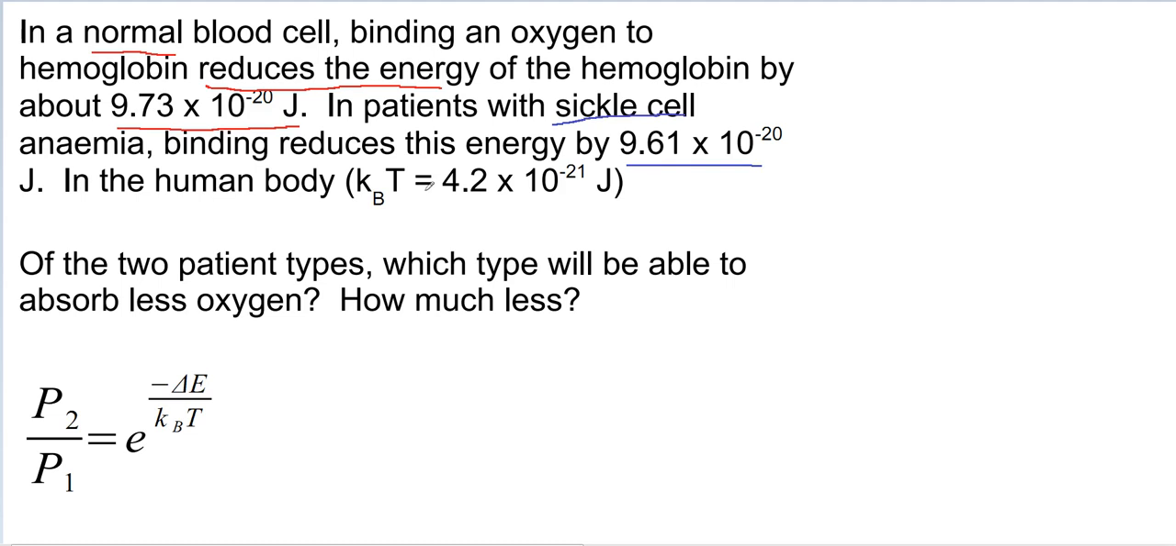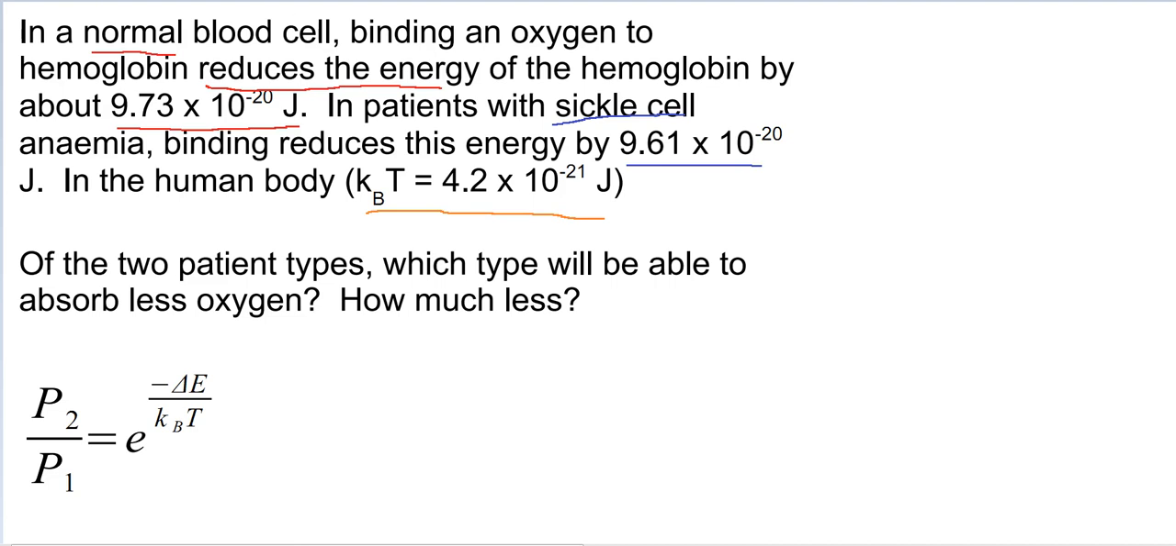Now, for the human body, it is possible to get a rough temperature value. Say you can get an energetic temperature value by taking that temperature in Kelvin and multiplying it by the Boltzmann constant. And what you might want to figure out is, of the two patient types, which one might absorb the least amount of oxygen, or which one has a harder time binding oxygen to it. Now, to deal with this, you need to deal with the energies of these processes.